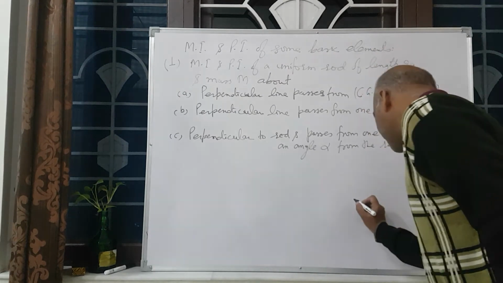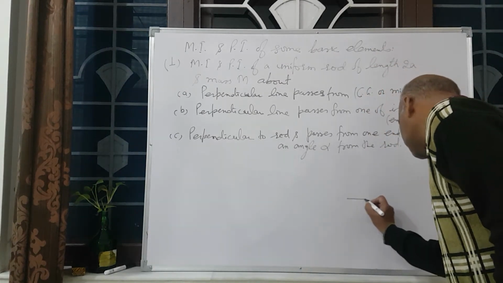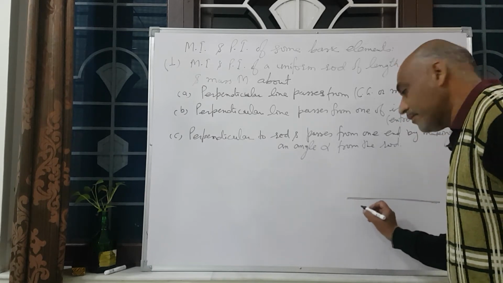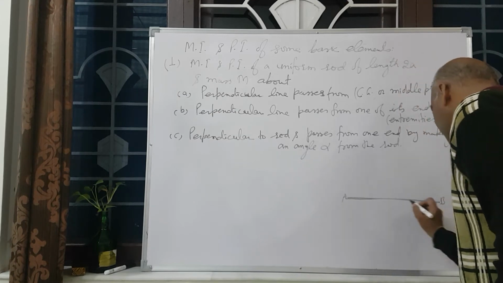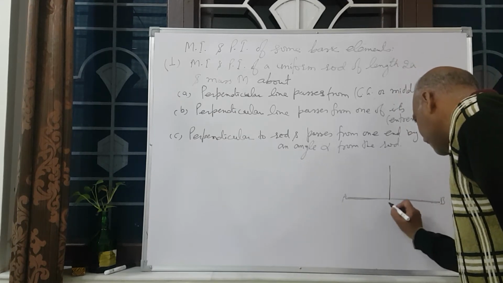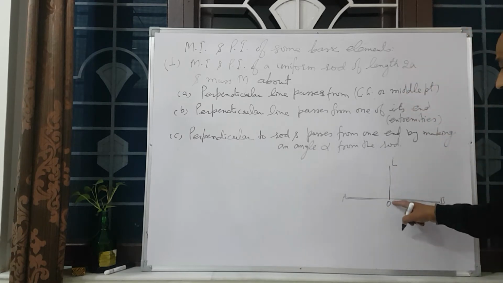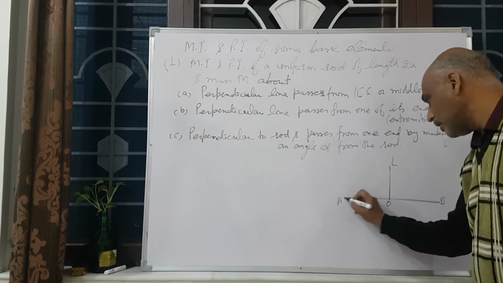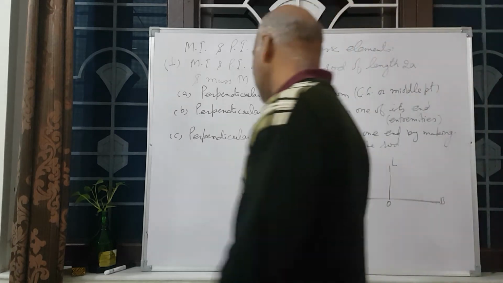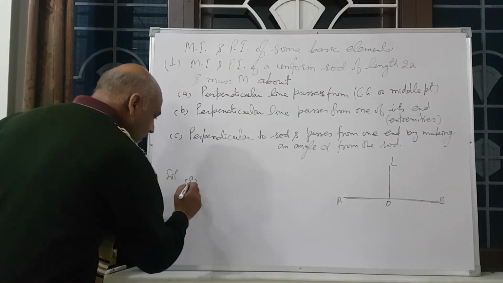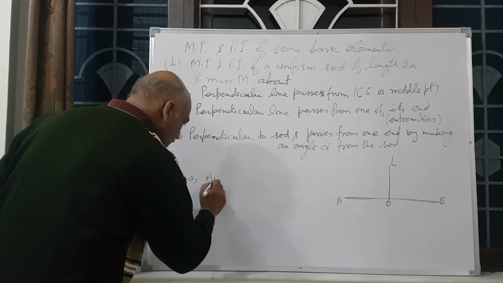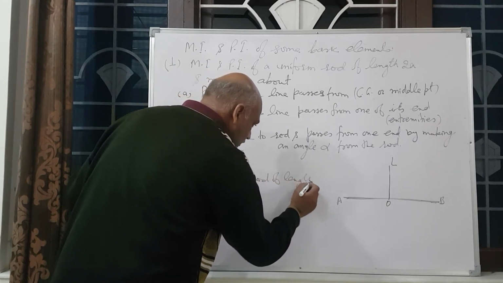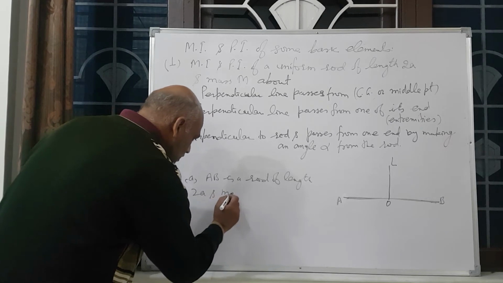Suppose this is a rod AB, and this is the middle point O. OL is perpendicular to AB. AB is a rod of length 2a and mass M.